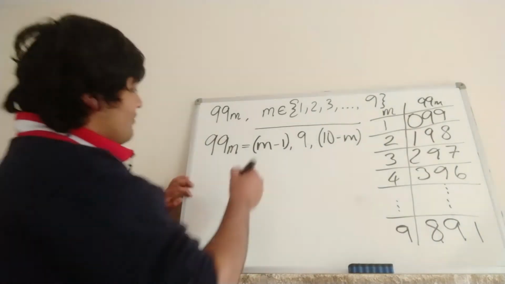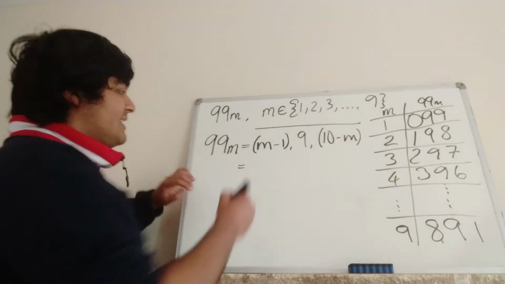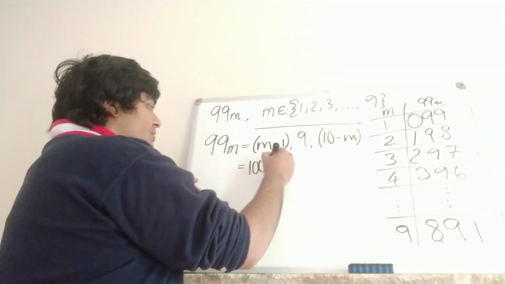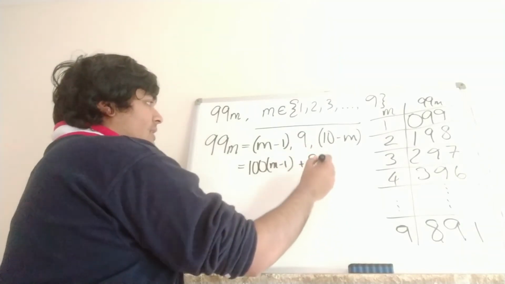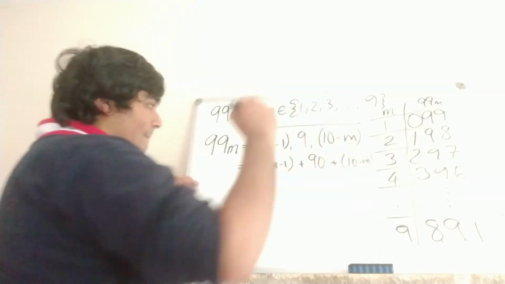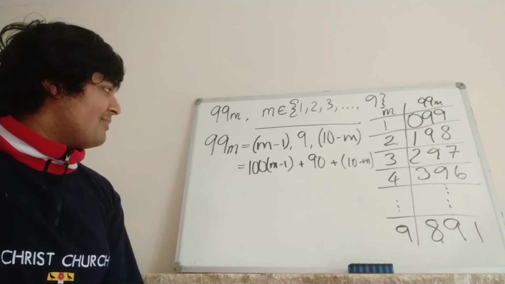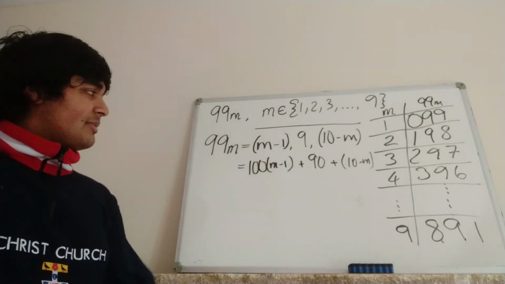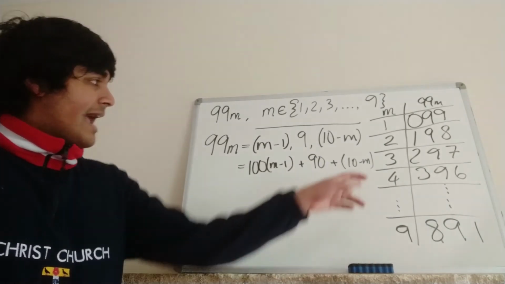And of course, now we can write this using our hundreds, tens, and ones notation. This is just 100 times m minus 1, plus 9 times 10, which is 90, plus 10 minus m times 1, which is just 10 minus m. Great. Now what happens if we expand this all out? Well, 100m minus 100, so we're going to get a minus 100 there. Plus 90 is minus 10, and then we've got a plus 10 here.